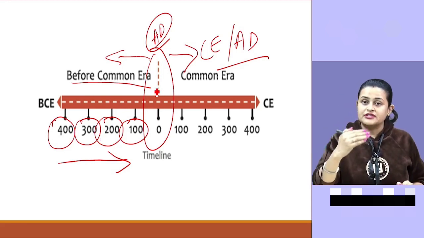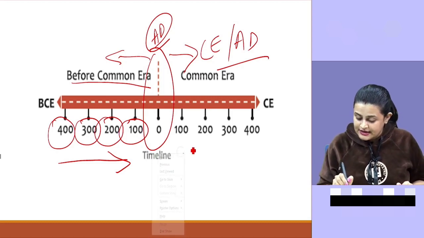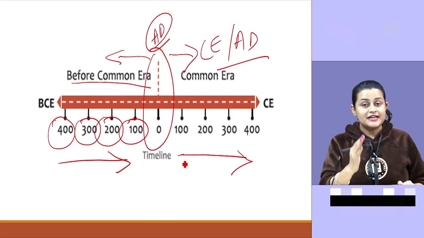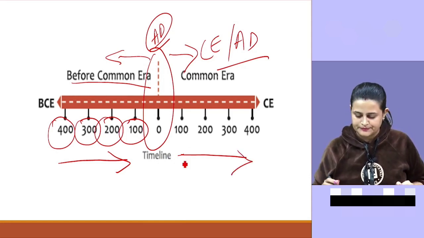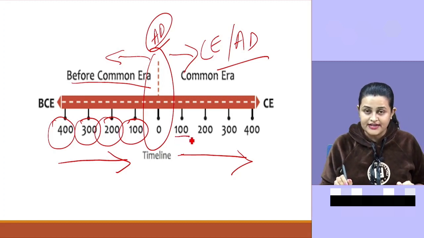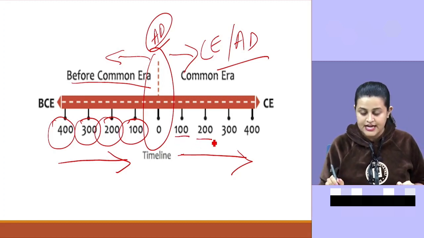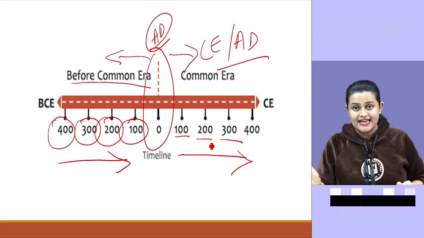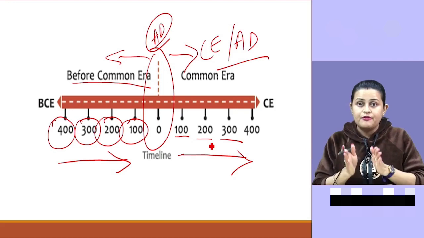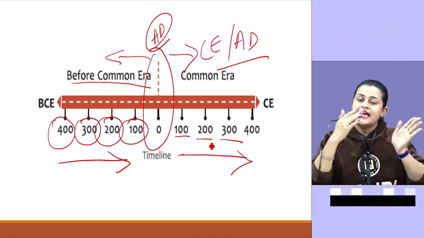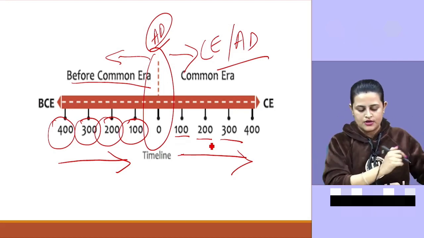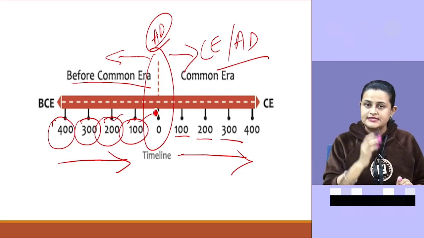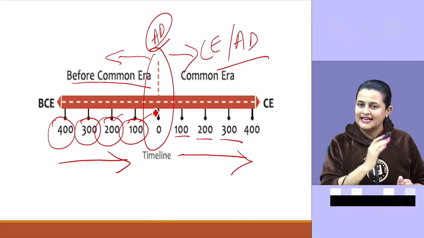After AD or after the birth of Christ, the number system, or we can say the years, will move in ascending order. So here 100 will come before 200, 200 will come before 300. So that is what we are saying, an ascending order. But before the birth of Jesus Christ, it moves in descending order: 400, 300, 200 and then 100. So this is how we calculate dates in history.